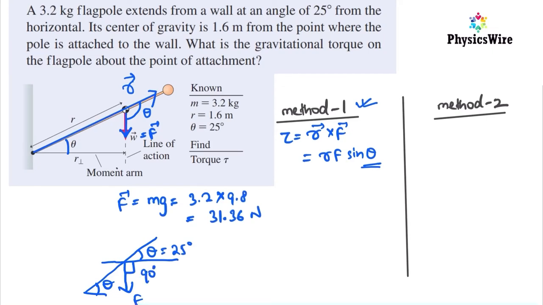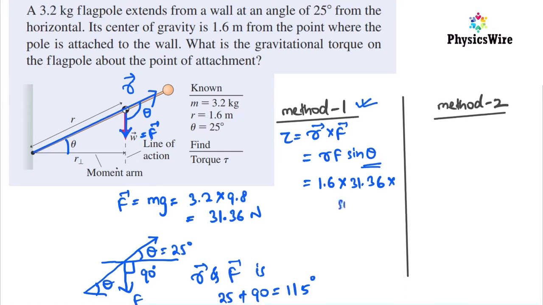So the total angle between my r vector and f vector is 25 plus 90 equals this much. So I will plug this value here. My r is given, 1.6, times 31.36 times sine of this much. So we will get 45.47, and the unit of torque is Newton meter.